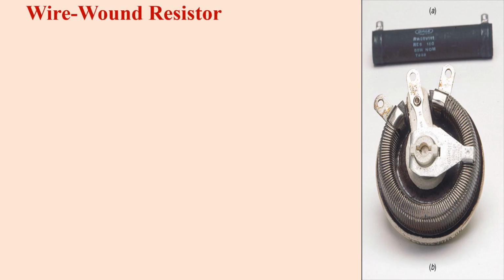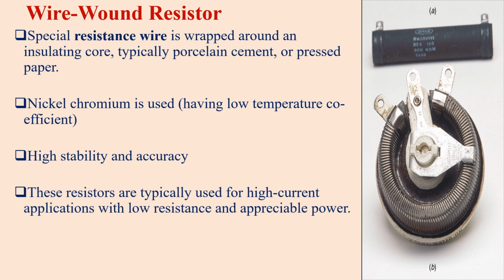Wire-wound resistor. Special resistance wire is wrapped around an insulating core, typically porcelain, cement, or pressed paper. Normally, nickel chromium is used because they have low temperature coefficient. Low temperature coefficient means they can operate at higher temperatures safely. So they have high stability and accuracy. These resistors are typically used for high current applications with low resistance and appreciable power.